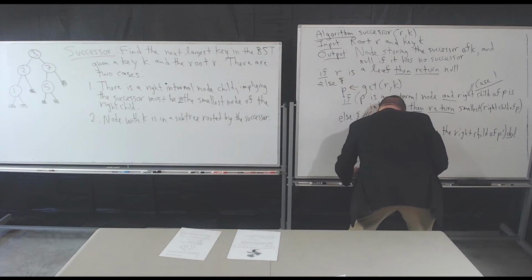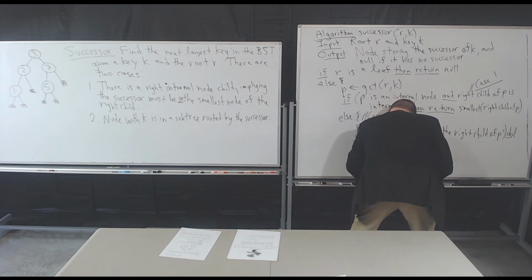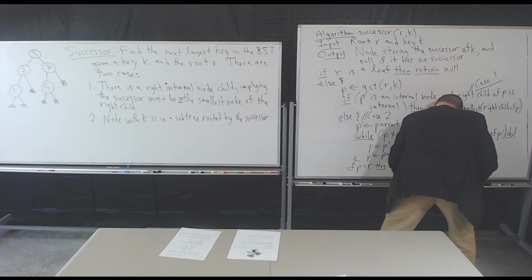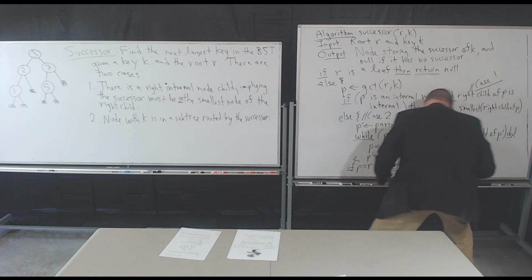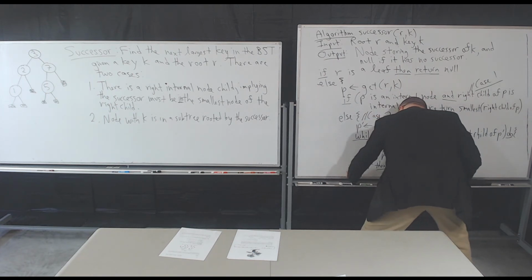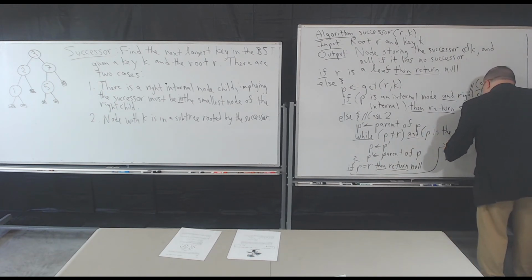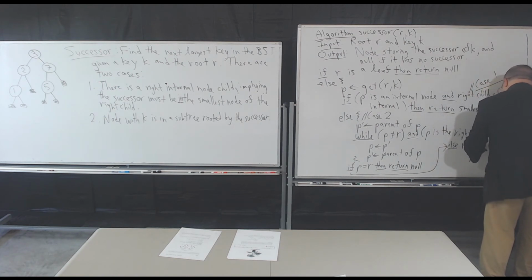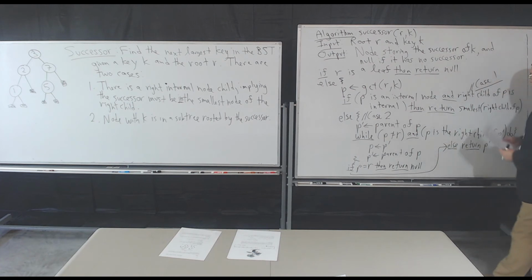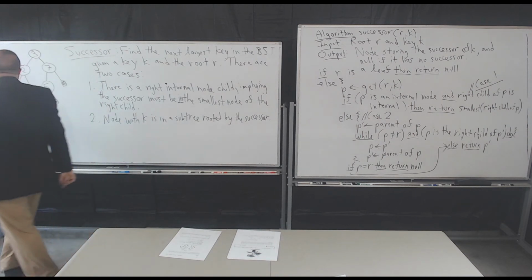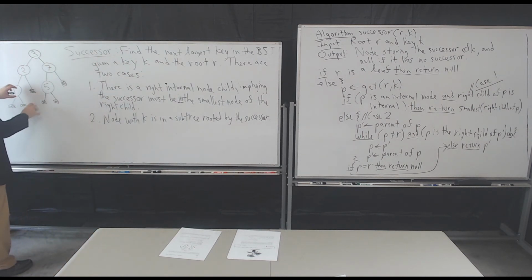So if P equals R, then return null, right? Because there is no successor. And I'll write it down here, but I'm running out of space. I'm just going to put the else below over here. Else return P prime. So you're just going to return P prime. Remember, that's the parent that's pulling along P. Remember, we're looking for when that switch occurs.